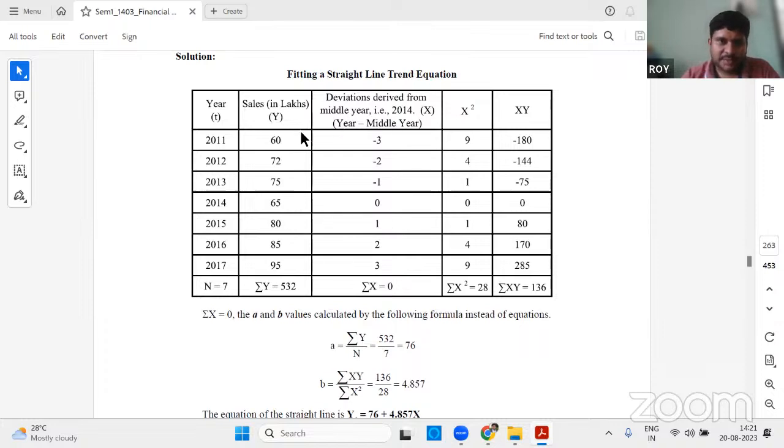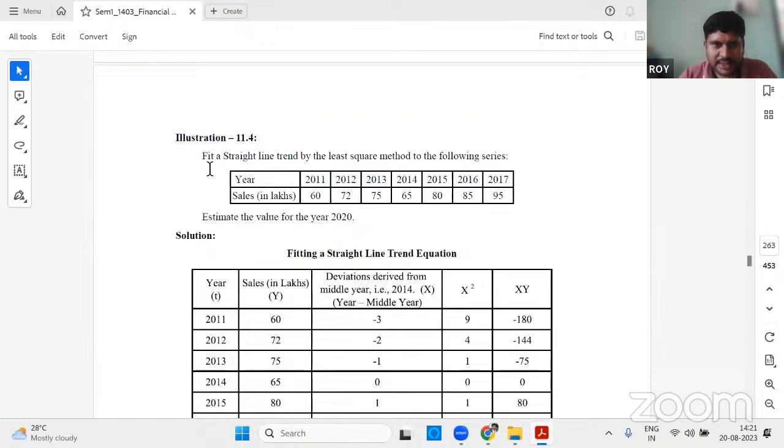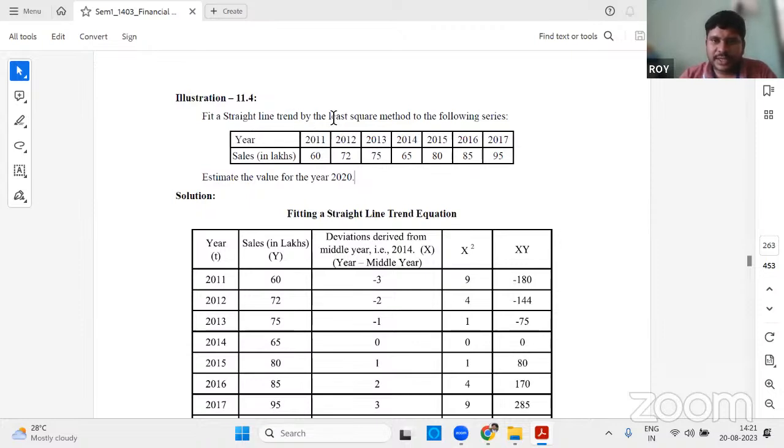Okay, right, ma'am. Let me repeat this. These are the years and sales in lakhs given here. It is asking us to fit a straight line trend by the least square method to the following series and estimate the value for 2020. Now we are taking the straight line trend by the least square method. Whether it is 2020, 2025, or 2030, based on the past data, we need to tell the estimated value of the sales in that year.